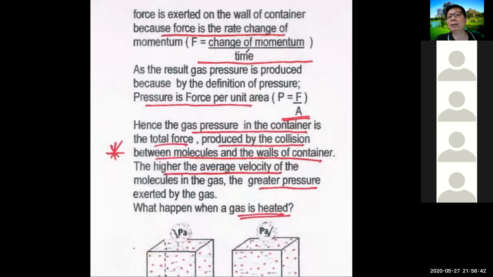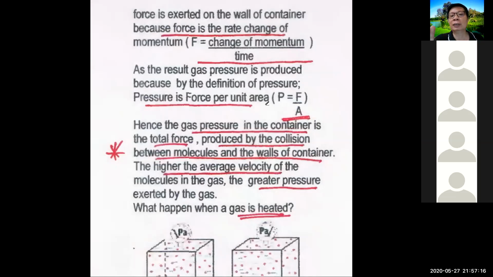Change in momentum over time. When you hit the wall and bounce back, the change in momentum happens in a short time, isn't it? Then you have force, impulsive force. When this impulsive force acts on the surface area, when you hit the wall or the container surface, it becomes pressure, because pressure is force over area. Understand? As a result, gas pressure is produced, because the definition of pressure is force per unit area. This is how finally the pressure comes.